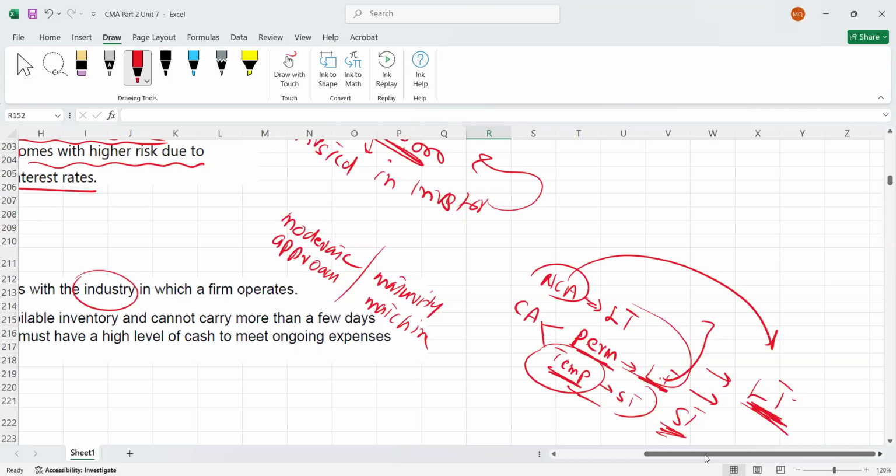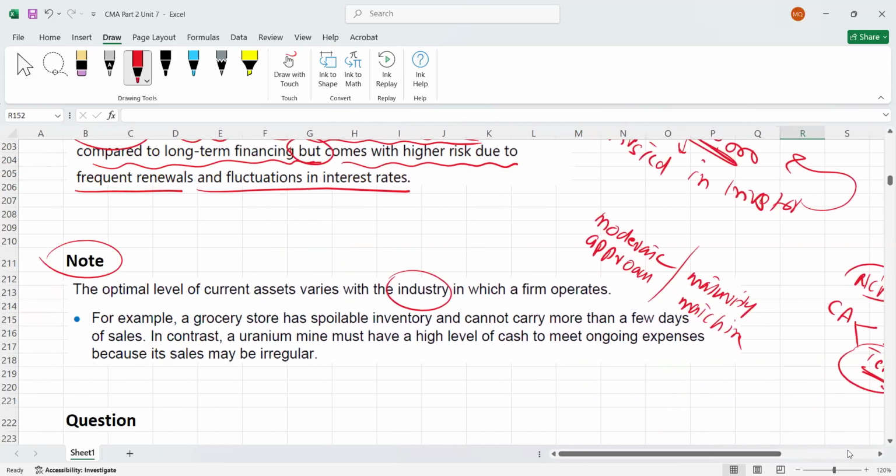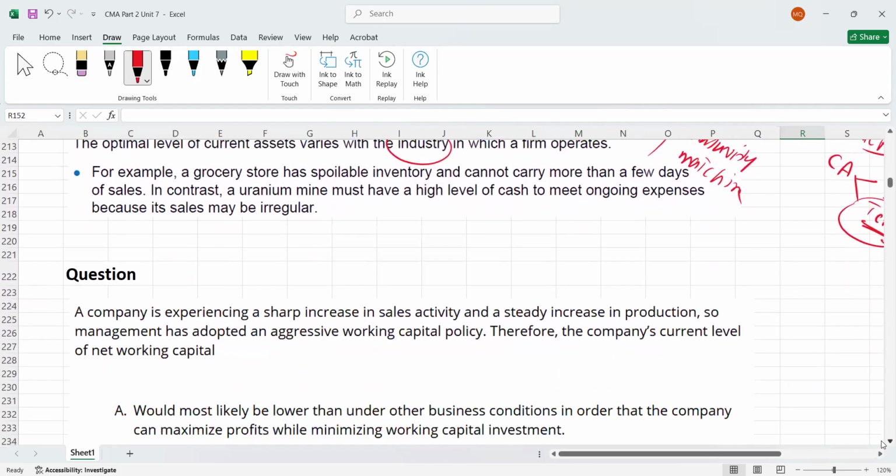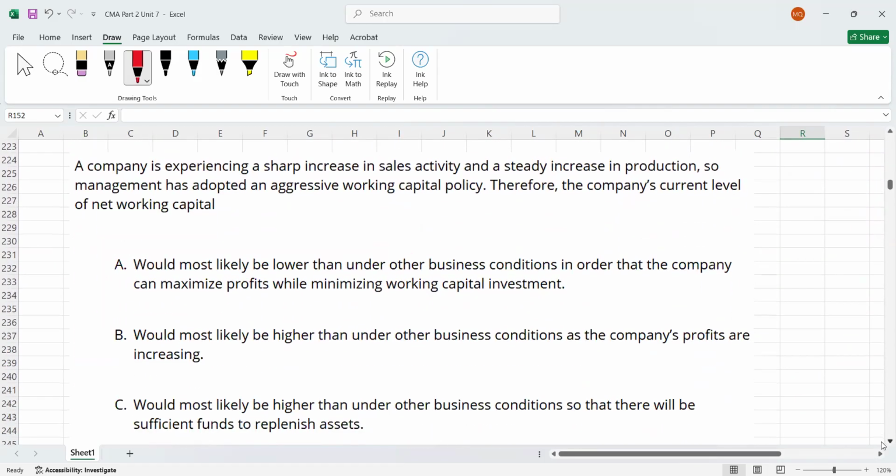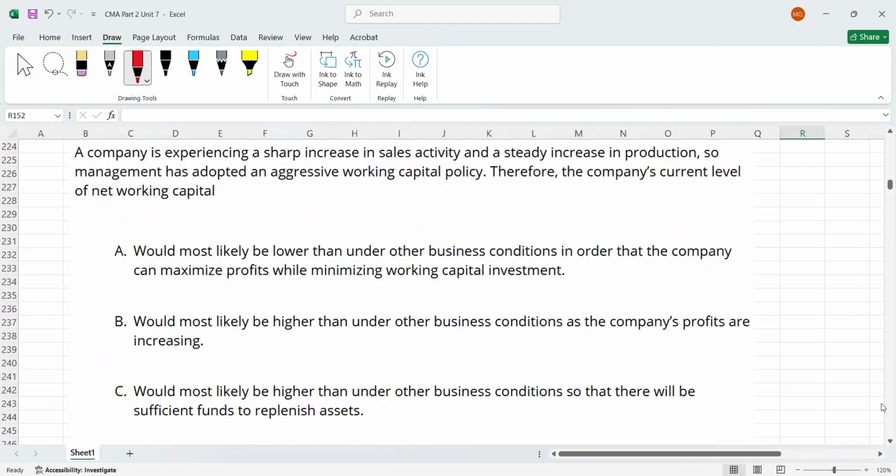Okay, that's great. So now we are going to practice some questions here. You can get the idea of how a question would be tested. We have a question on your screen. They are saying that a company is experiencing a sharp increase in sales activity. Their sales are increasing, and there is a steady increase in production. So production is also increasing.